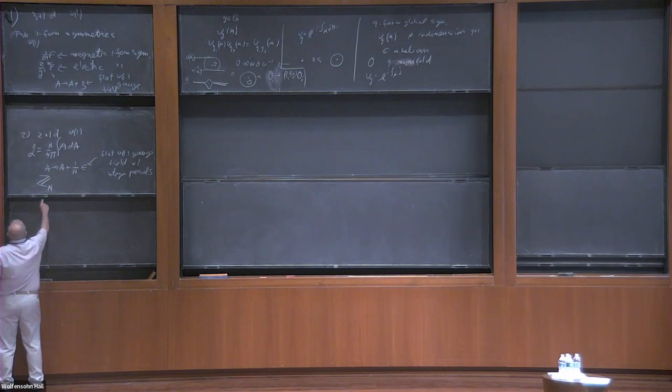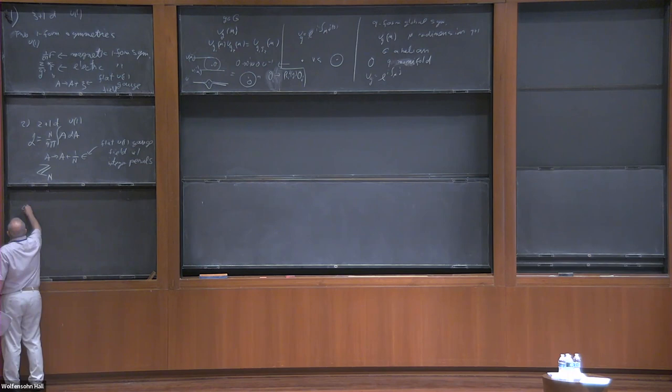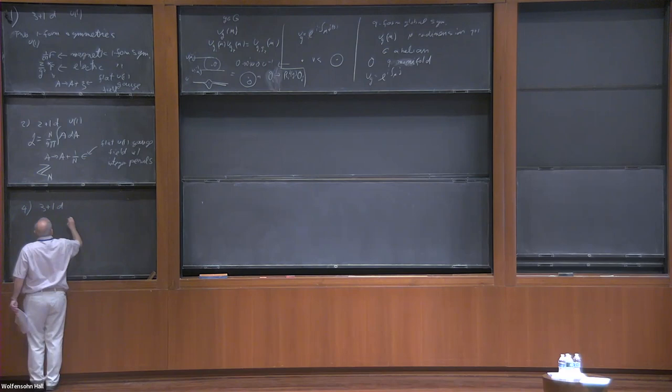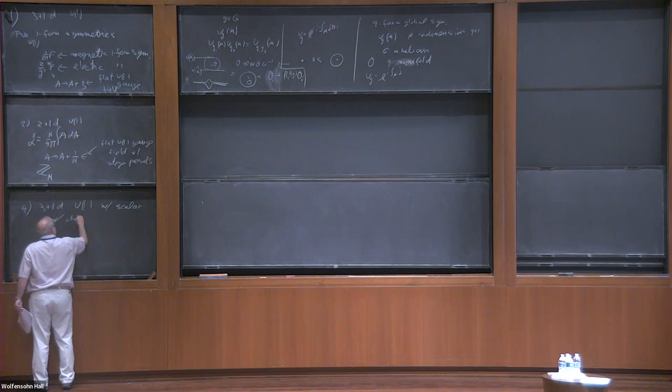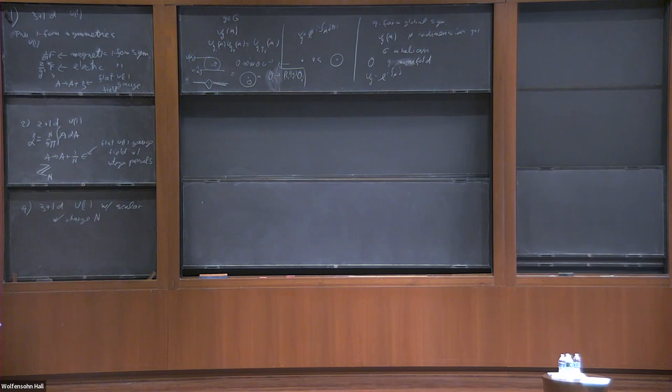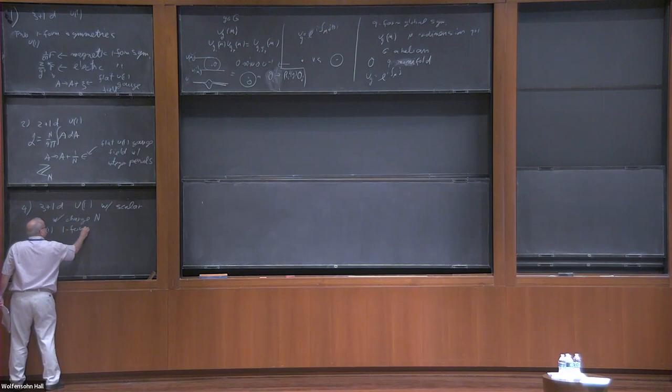Okay, example 4. I'm keeping track of the number to match. If I have time, I will fill in the gaps. So take the example above, 3+1D, U1 gauge theory, with a scalar field with charge n. What's the symmetry? We look around and ask what we can still do. For the magnetic symmetry, it's the same because magnetic F is still a conserved charge. So we still have a U1 one form magnetic symmetry.